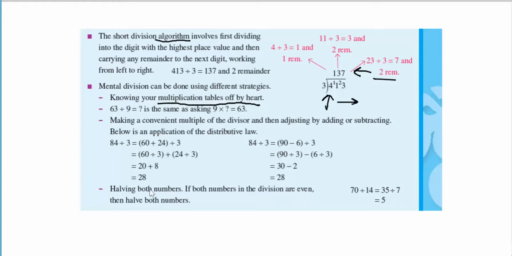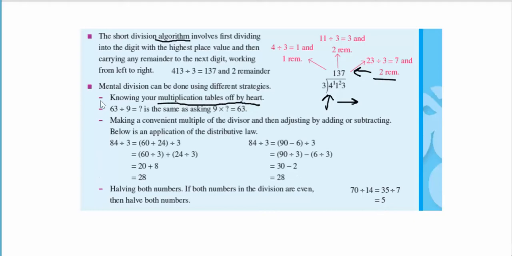So there's a couple of different strategies. And halving both numbers. With multiplication, you can double one and halve the other. Here you can actually halve both numbers if you can. So if both numbers in the division are even, then you can halve both numbers. So 70 divided by 14 is a little bit more difficult. So let's halve the 70 to 35. Let's halve the 14 to 7. 35 divided by 7, much easier, gives us 5.